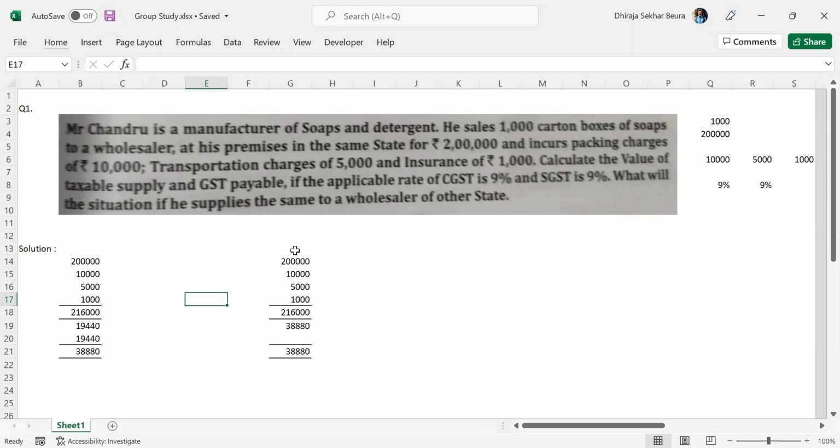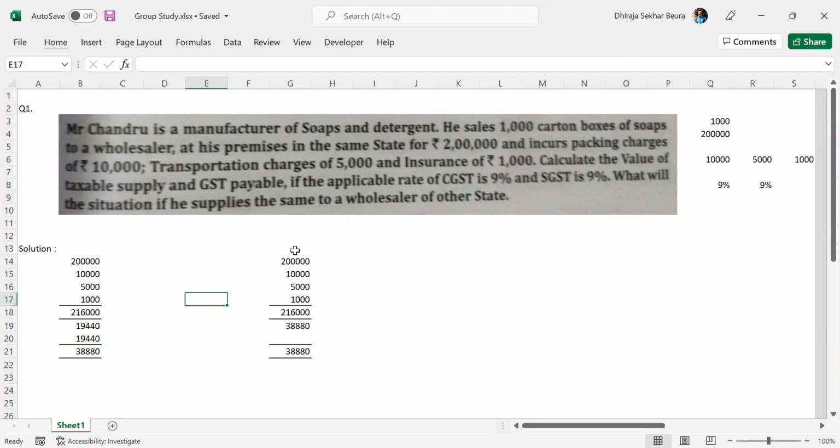All right. So basically here we have taken the total amount first. The premises is the same state, 2 lakh rupees. The packaging charges is 10,000, transportation charges 5,000, insurance is 1,000. So we did all the calculation. It came to 2,16,000, and we simply applied the 9% CGST, 9% SGST, and then the total 38,880 rupees is my payable GST, and that's all the solution done.